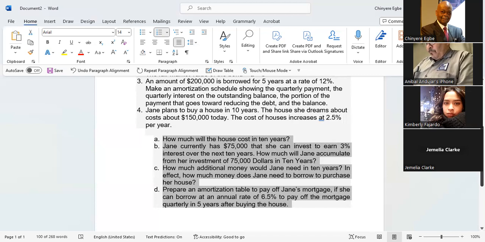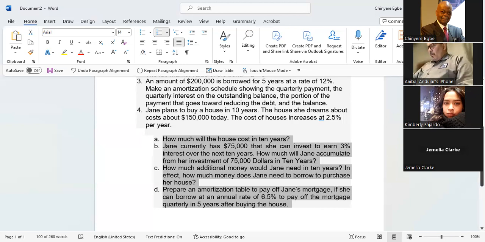So you subtract the cost of the house in 10 years minus the amount of money you will accumulate in 10 years. And so that is how much money you're going to need. So now the next thing is to prepare an amortization table to pay off Jane's mortgage.